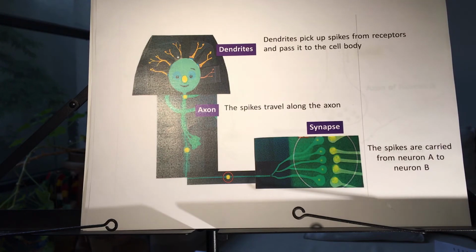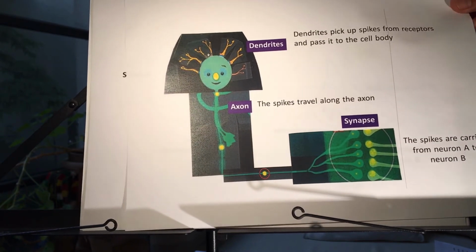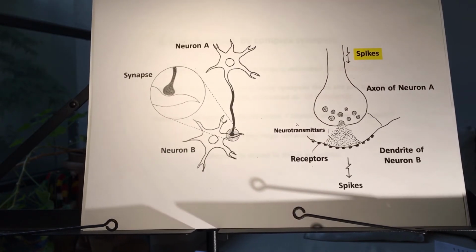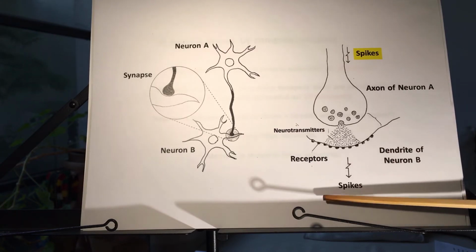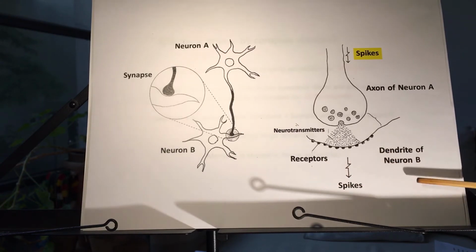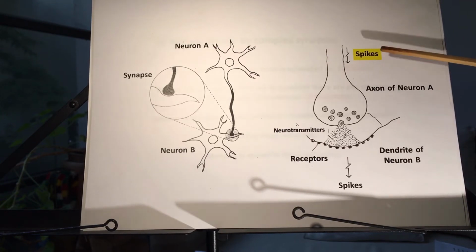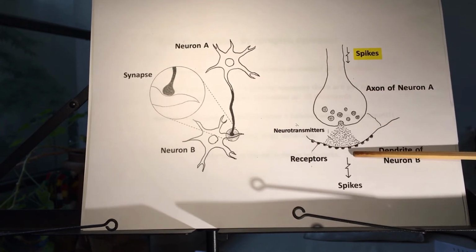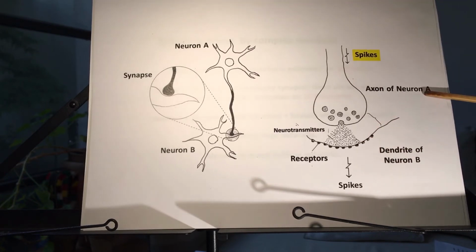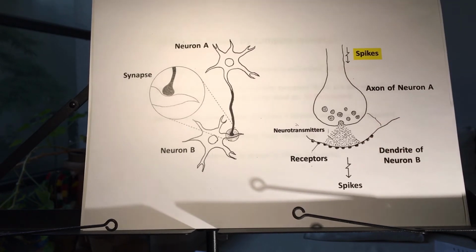Spikes can't pass this space. Instead, they induce the release of a neurotransmitter. That neurotransmitter binds to the receptor in the next neuron, activating it. So spikes induce neurotransmitter release from neuron A to neuron B.